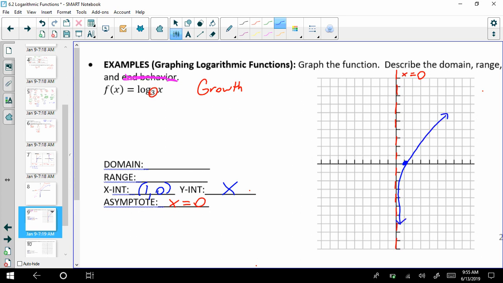And now let's answer the domain and range. So I know the range is always going to be negative infinity to infinity because it's always going to go down and always going to go up. But the domain, how far left do I go? Well, I get closer and closer and closer to 0, but I don't pass that 0 line. And then I keep going to the right. So there would be my domain. And it's done. Let's try the next one.